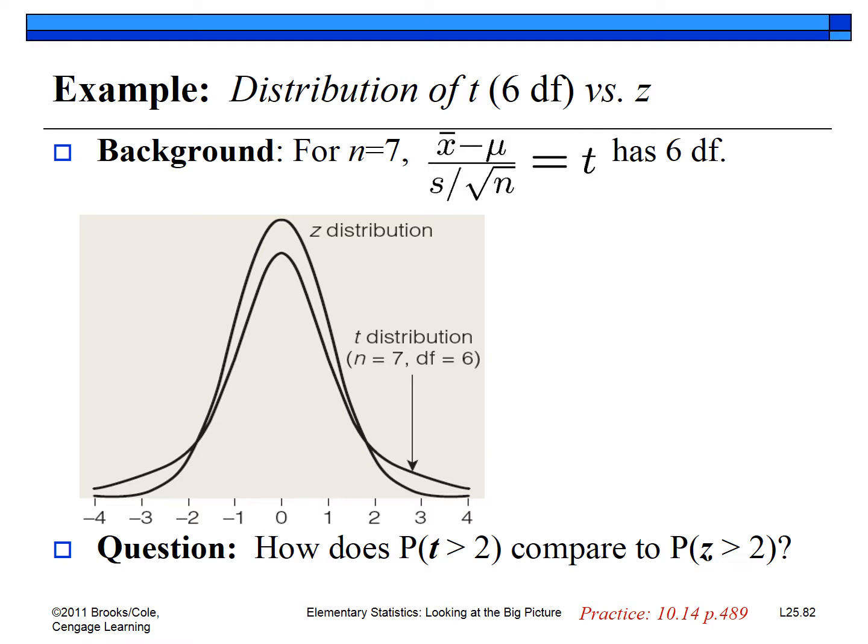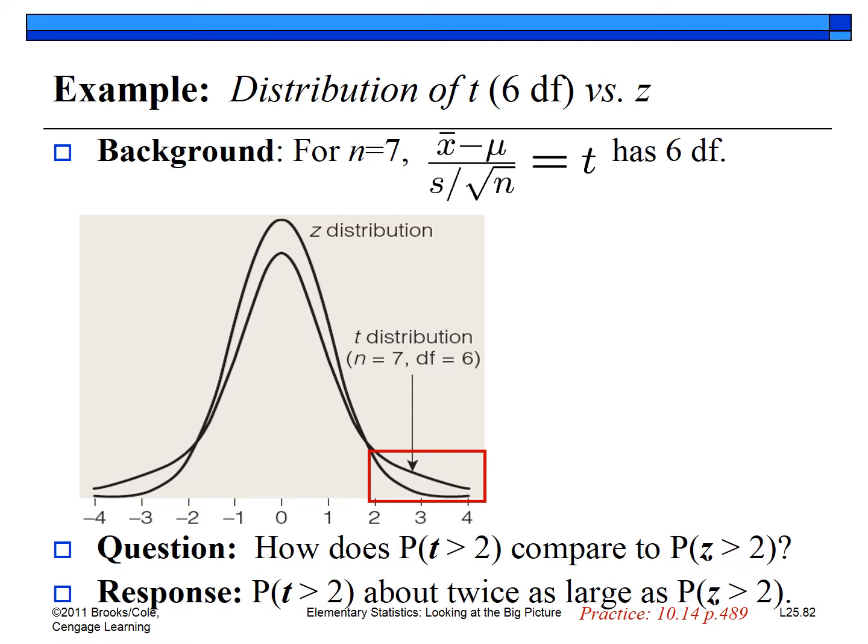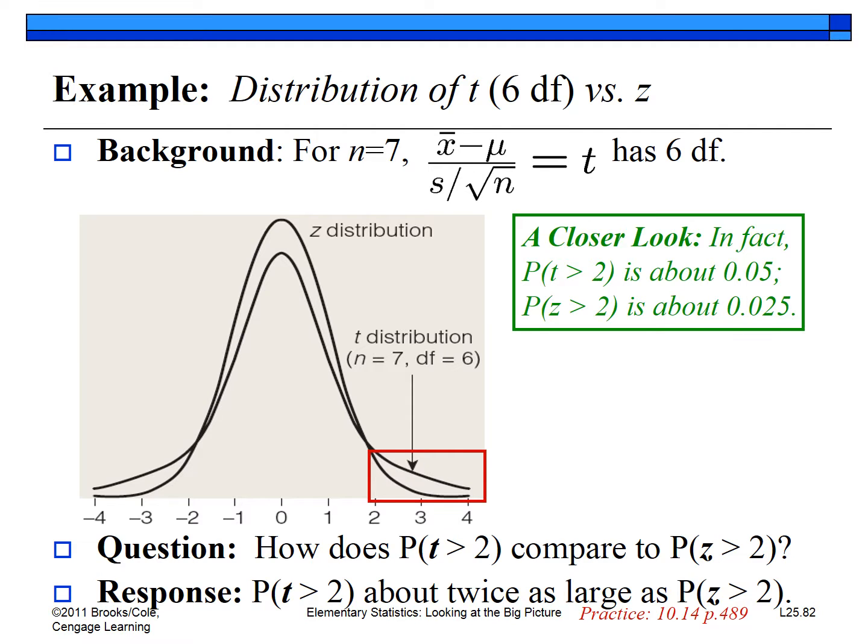If we look at the probability that t is greater than 2 versus the probability that z is greater than 2, how do they compare? Well, you can see it in the tails. The probability that t is greater than 2 looks like it ought to be about twice as big as the probability that z is greater than 2. In fact, the probability that t is greater than 2 is about 0.05, while the probability that z is greater than 2 is about 0.025.